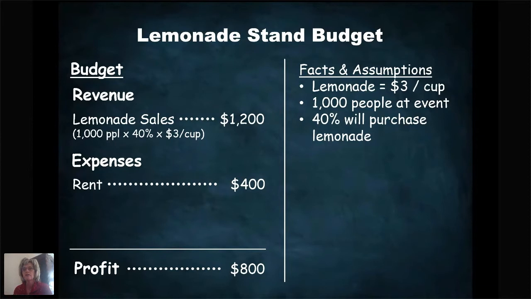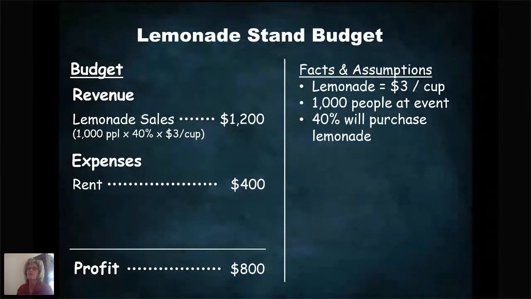So we create a section at the top here called revenue. We put in the $1,200, but now we need to create the expense section. So we know our rent is going to be $400. So it looks like we're going to make $800 in just 4 hours, which kind of makes it a no-brainer, I would think. Are we missing anything on this P&L or on our budget here?